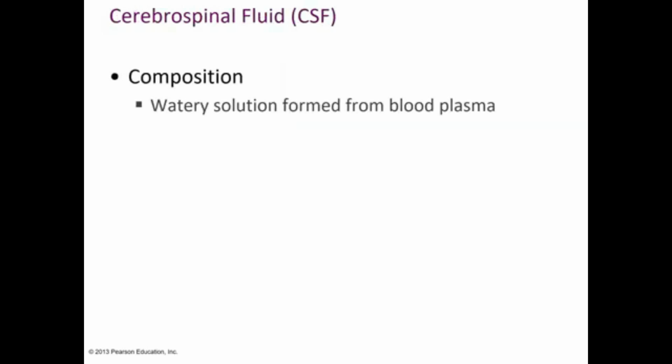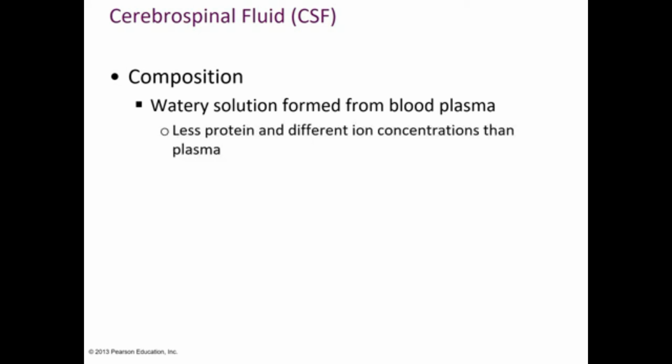Cerebrospinal fluid is composed of a watery solution. Now this gets filtered from blood plasma by ependymal cells. So it's got less protein and different ion concentrations than plasma, and it stays at a relatively constant volume.